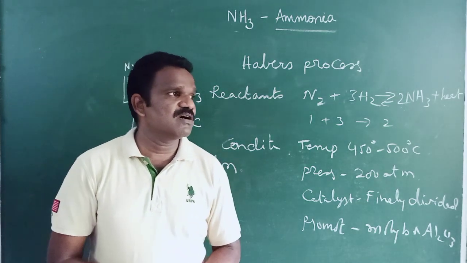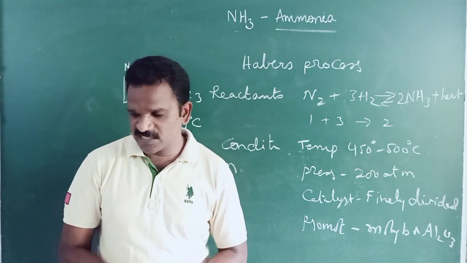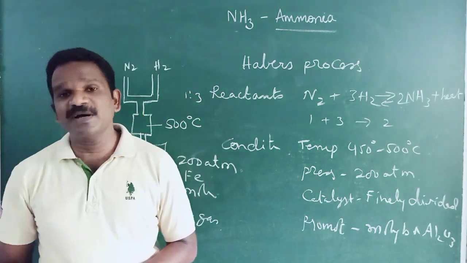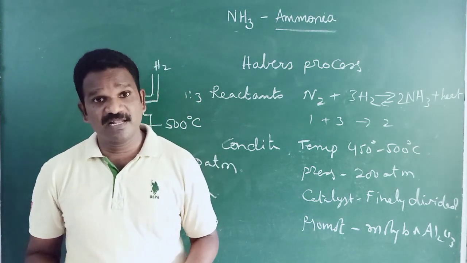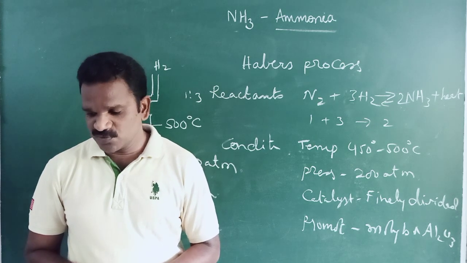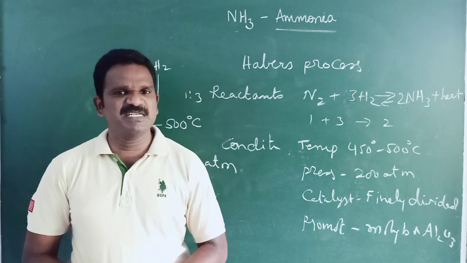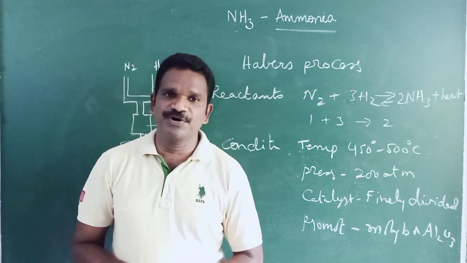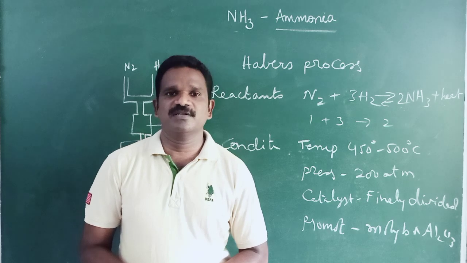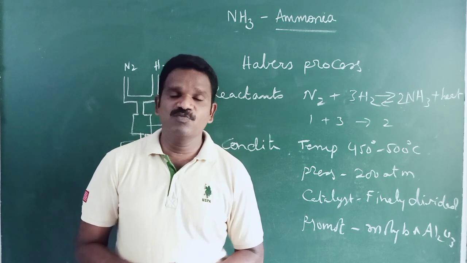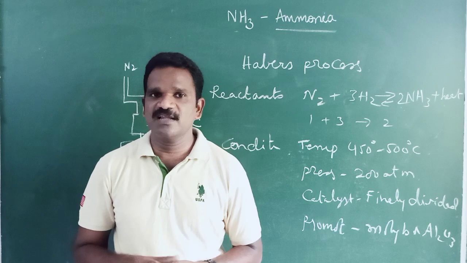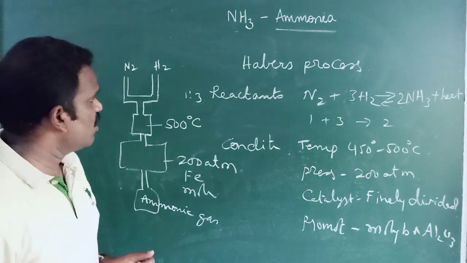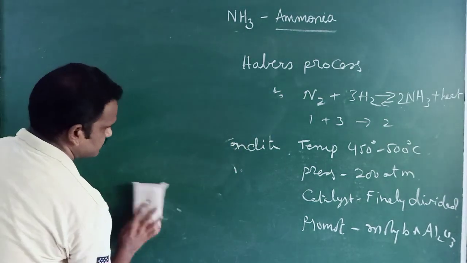Now, next, coming to the physical properties. What are the physical properties of ammonia? Ammonia is colorless, and it has a strong pungent choking smell. It is basic or alkaline, and it is non-poisonous. It is highly soluble in water. Already we have seen this with the fountain experiment in HCl. Here also we can do the same experiment. Let us see once again how to do this fountain experiment.